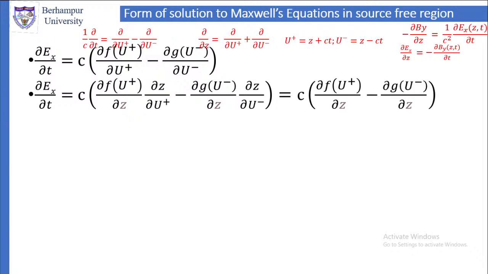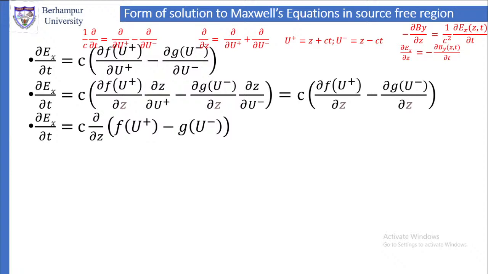These two we know are equal to 1, because ∂u+/∂z is equal to 1 and ∂u−/∂z is equal to 1. That indicates that ∂z/∂u+ is equal to 1 and ∂z/∂u− is equal to 1. So if you put that in, that gives us ∂Ex/∂t is equal to c ∂f/∂z minus ∂g/∂z. Now we have got these two terms. Now let us simplify this.